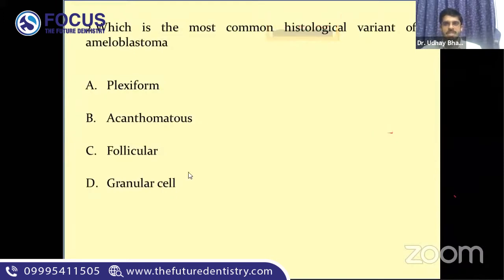Granular cell ameloblastoma is the most aggressive type. Correct. You're right. It is follicular. The answer is follicular here. But granular cell ameloblastoma is the most aggressive histological subtype. The one which is most prone to recurrences is the follicular subtype. Follicular subtype is most prone to recurrences.